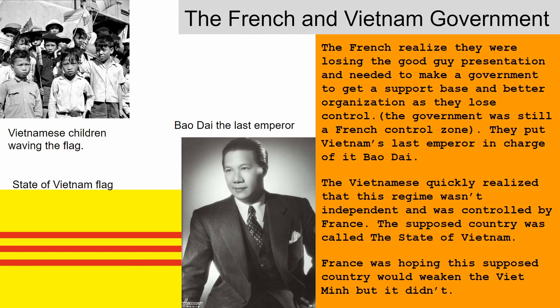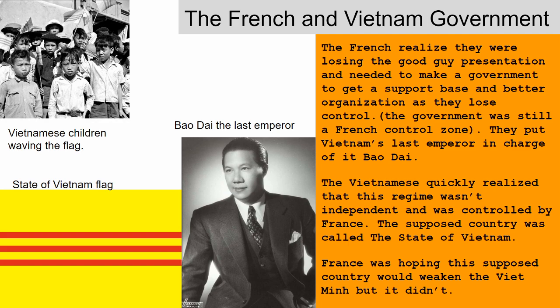so the French decided it was actually time to make a government. Instead of just raiding and murdering people, the French actually decided to make a government of their own, which would be called the State of Vietnam. When you're losing a war, it's easy to come to the conclusion that you need to make your country seem like the good guy. That's exactly what they did.